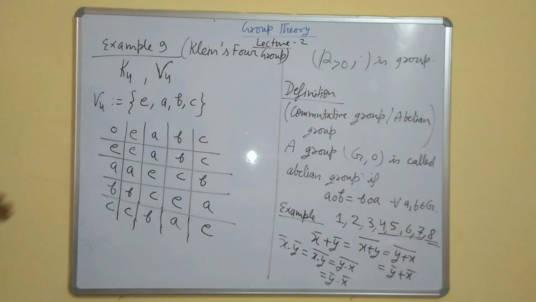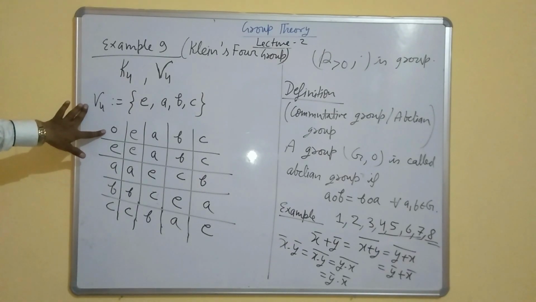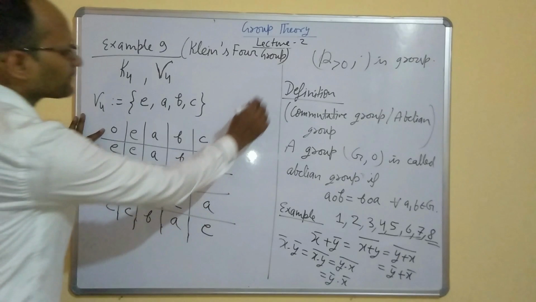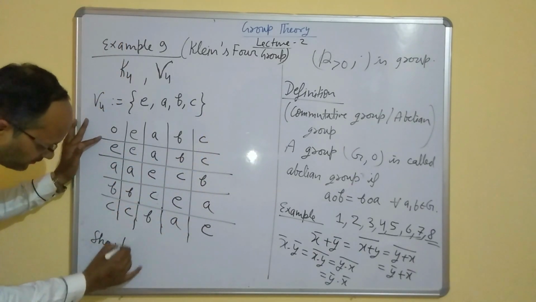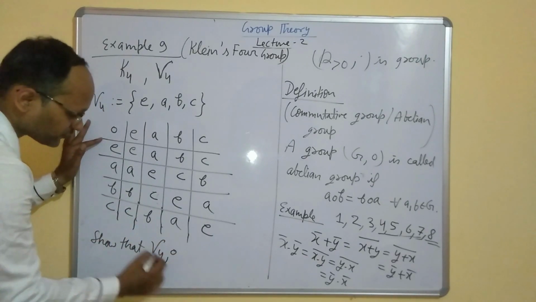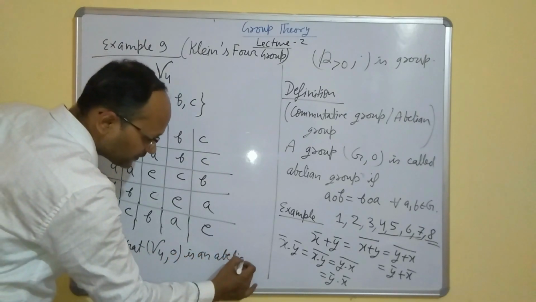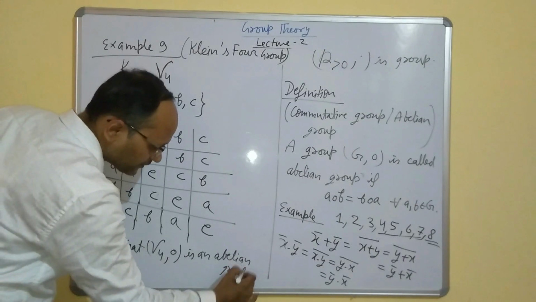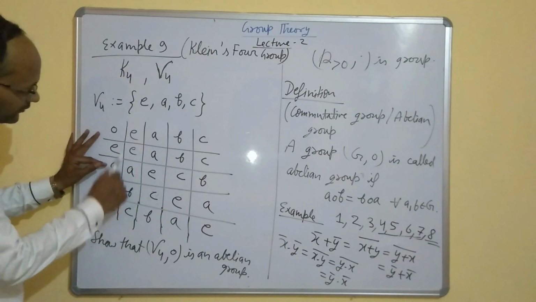So this is the multiplication table, and it is clear that it is a binary operation, and I am leaving it as an exercise: show that V4 with respect to this operation is an abelian group. Abelian is very easy to see.